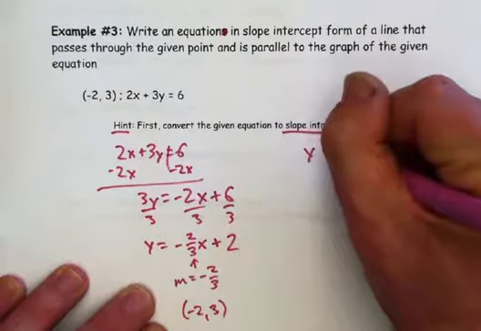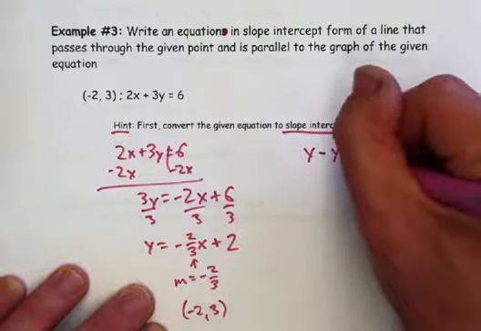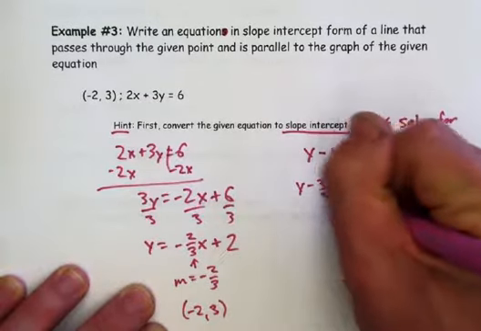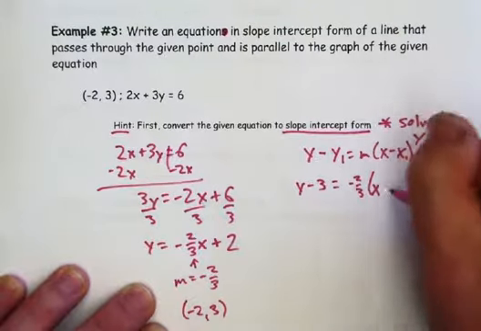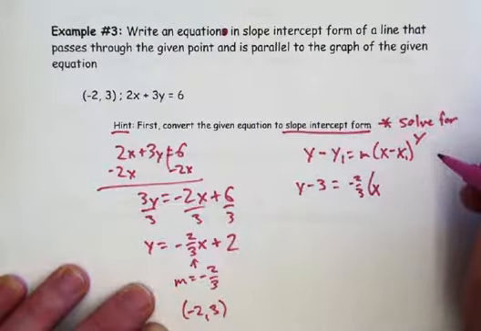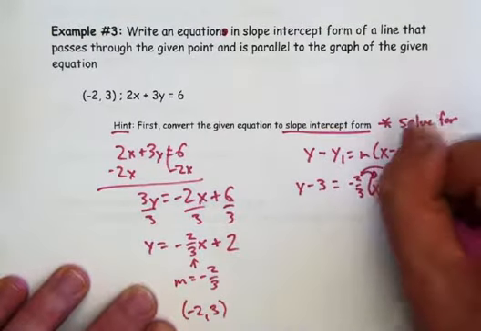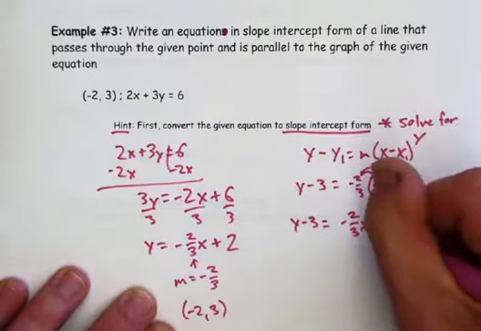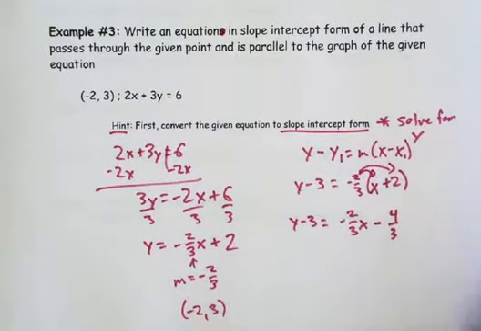So let's plug that in. y minus y1 equals m times x minus x1. So y minus 3 equals negative 2/3 times x minus negative 2, all right? Minus negative 2, which is the same as plus 2. Distribute. y minus 3 equals negative 2/3 x minus 2/3 times 2 is 4/3. Okay? So we get something that looks like that.